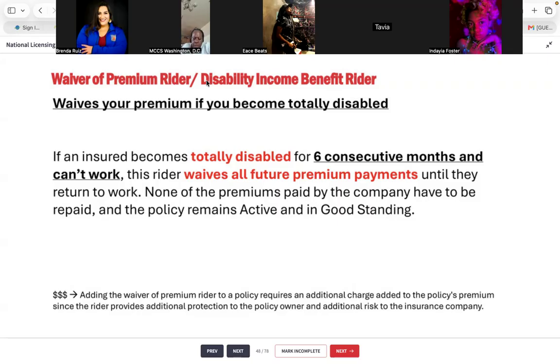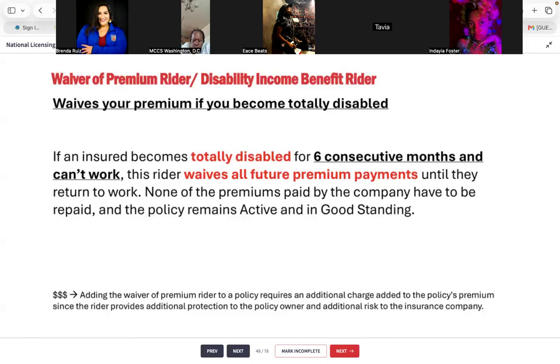So a rider is just an upgrade. You can add upgrades to your policy, right? You're going to get a very basic policy, but you can add upgrades or benefits to it if you want to. This is one of the upgrades that is an option. None of the premiums paid by the company have to be repaid and the policy stays active.